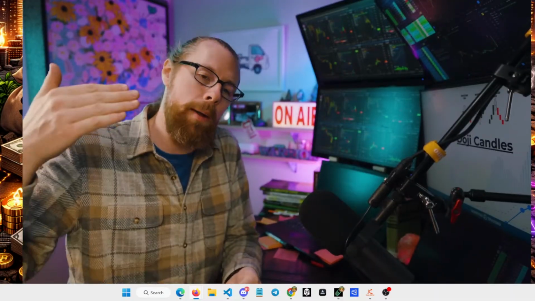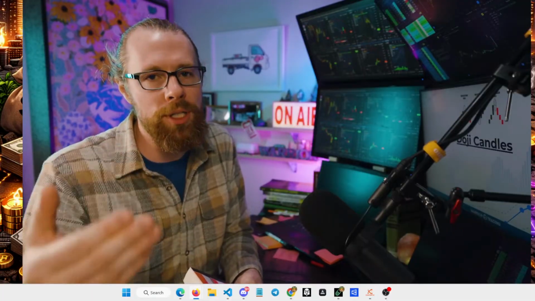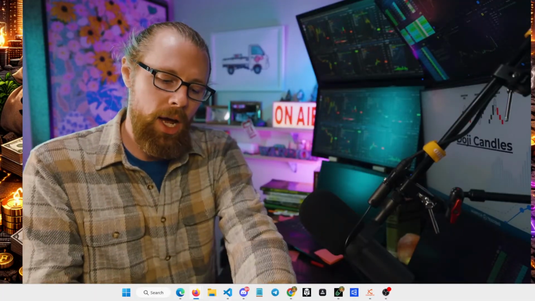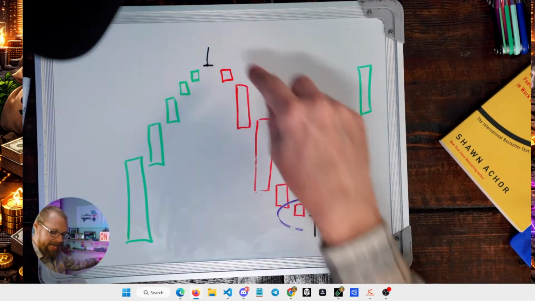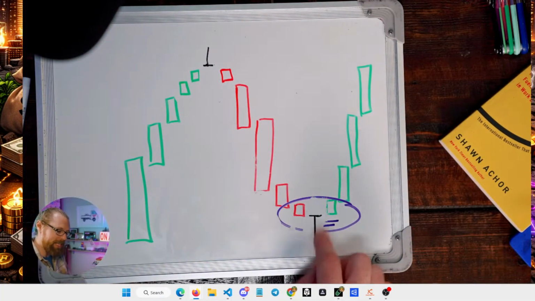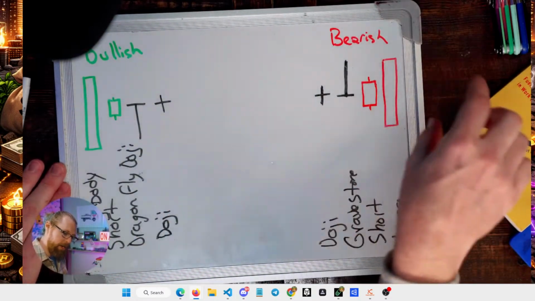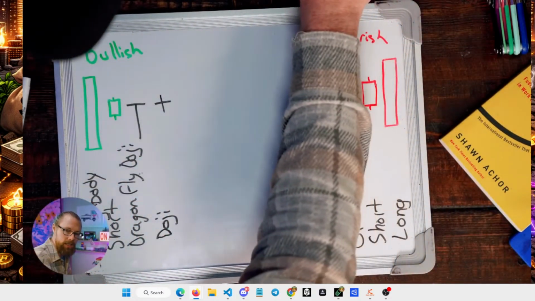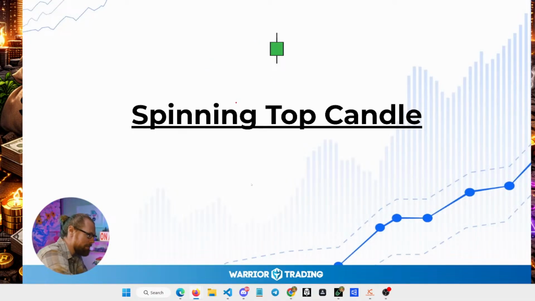As a beginner, you want to build a foundation and build confidence with the patterns that give you the most predictable resolution. So that's going to be, in this case here, the gravestone doji at the high, the dragonfly doji at the bottom. That's what we really want to pay attention to. So, all right, now we've got our 4 candles here on the bearish and the bullish side. So with doji candles covered, let's go into our next candlestick pattern.